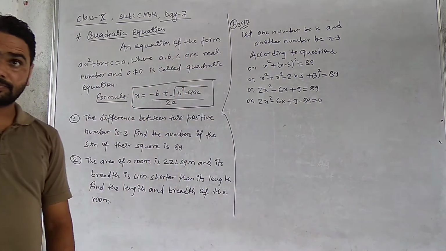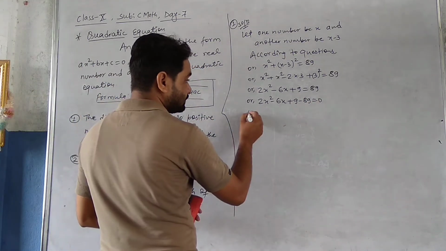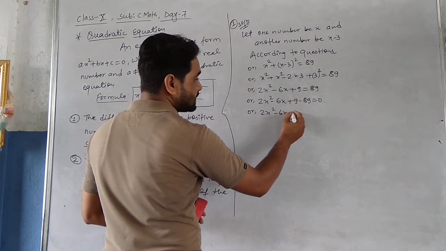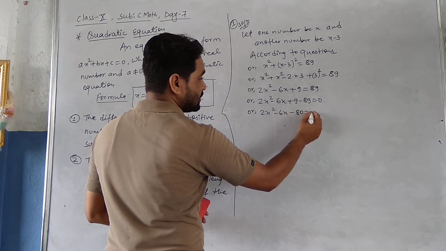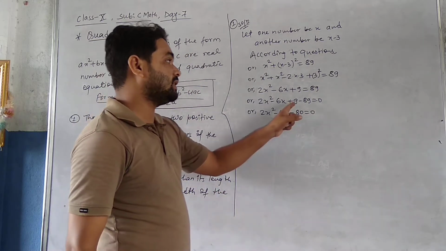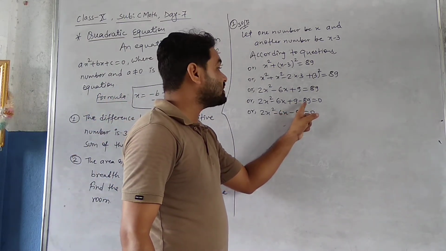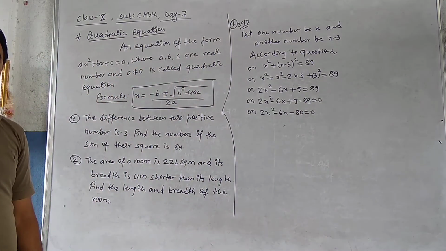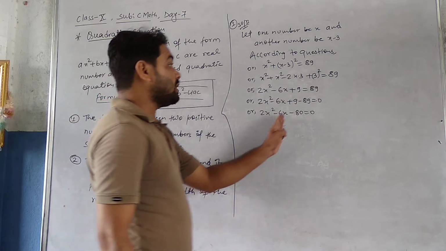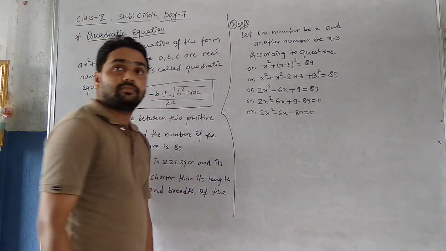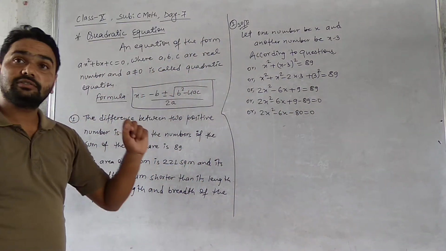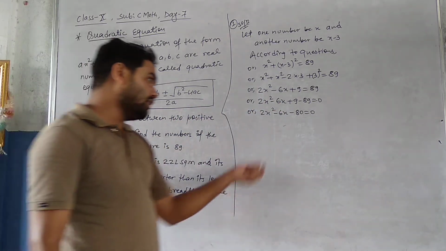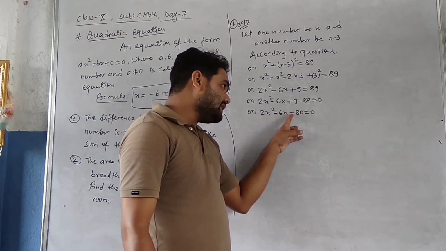Then we get 2x square minus 6x minus 80 equals 0. If we subtract plus 9 minus 89, we get minus 80. Now we are going to solve either by formula method or by factorization, whatever you like. Here it is 6, here is the negative term.